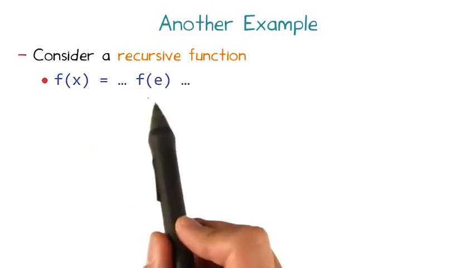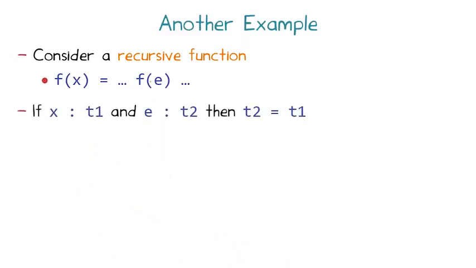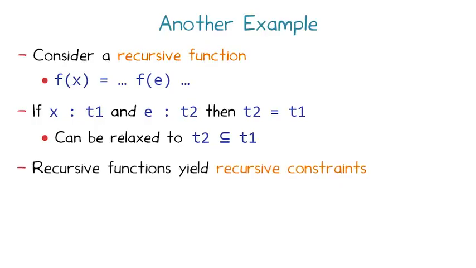Recursive functions are functions which call themselves in their own definition. The constraint that must be satisfied is that if x is of type t1 and e is of type t2, then t2 equals t1. In fact, this is a bit too strict. It could be relaxed to requiring only that t2 is a subset of t1. Recursive functions yield constraints that are themselves recursive. The same holds for loops.